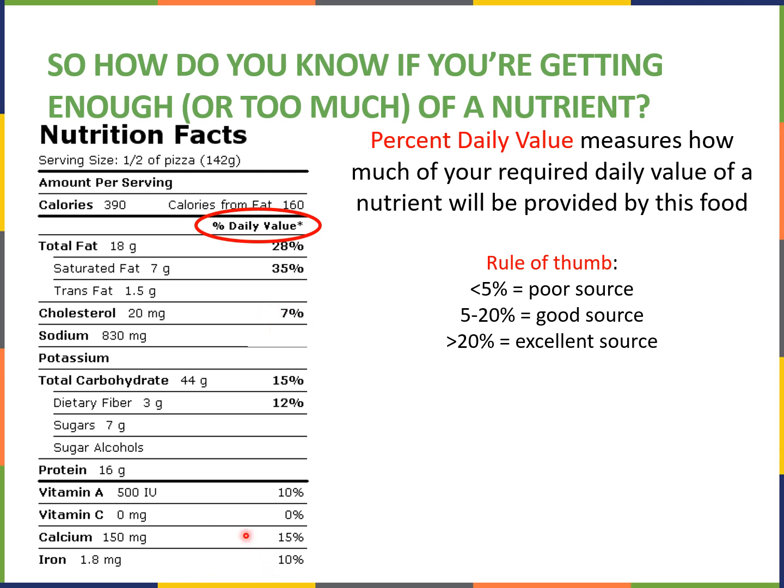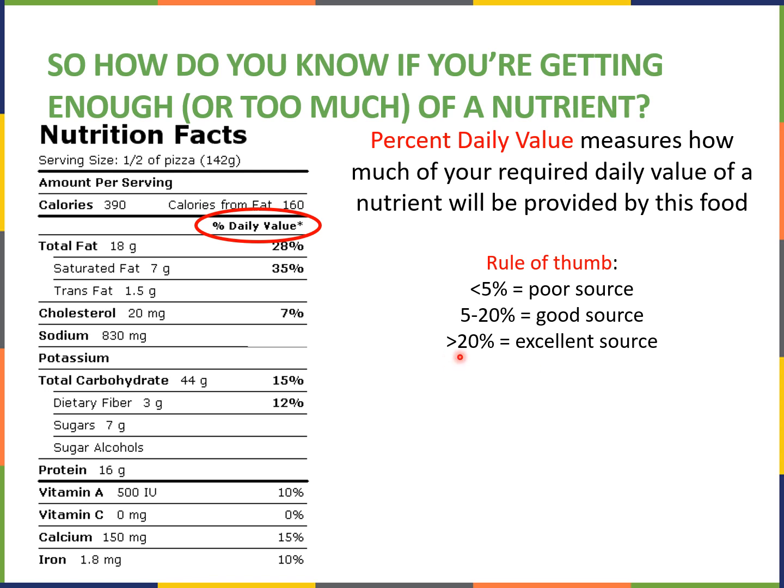like vitamin C, 0%. This is a poor source of vitamin C. We're not getting roughly any vitamin C from this pizza. 5 to 20%, good source. Cholesterol. Do we want a good level of cholesterol? Ideally, cholesterol is one of those that we don't really want a ton of, but it's an acceptable amount, right? If it's over 20%, it is an excellent source.